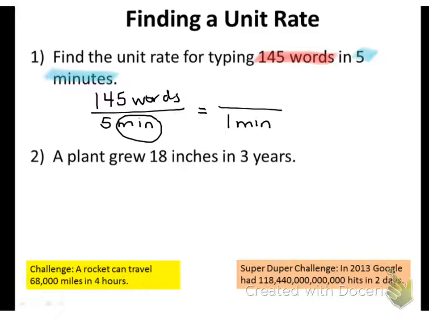Okay, now we have to think about what you would do to 5 to make it into 1. There's lots of different options you could do, but in rates, we're always going to think about division. What would you divide 5 by to make it 1? Hopefully you're thinking, I would divide it by 5. If I'm dividing 5 by 5, I'll get 1. Well, this is very similar to equivalent fractions.